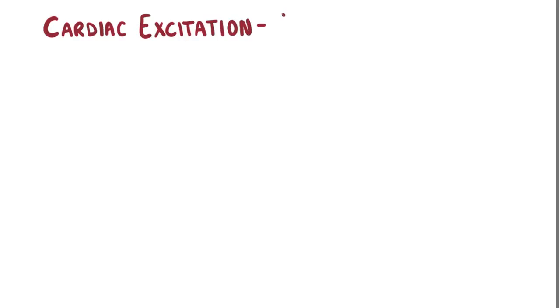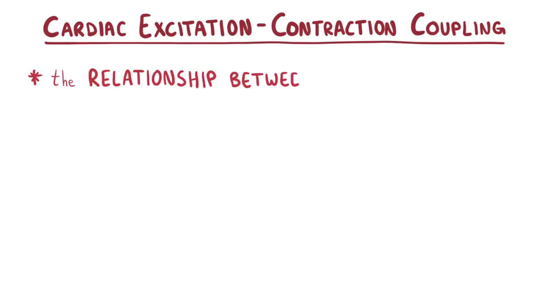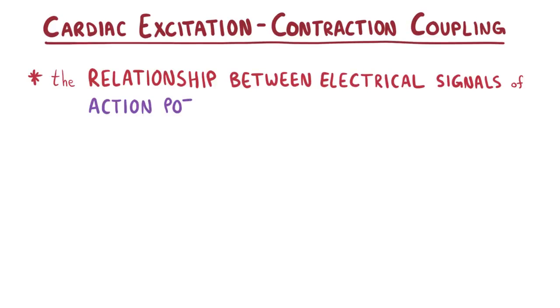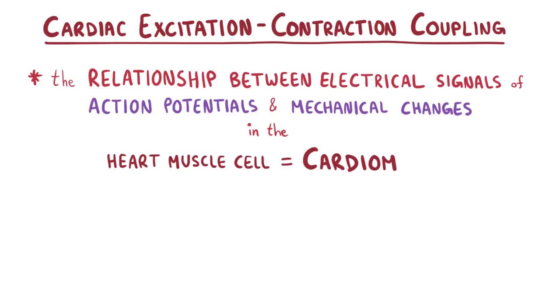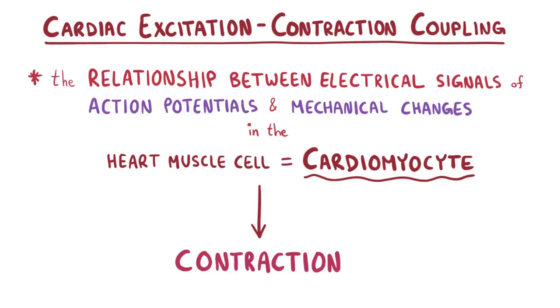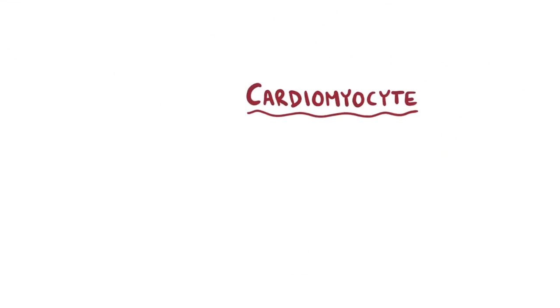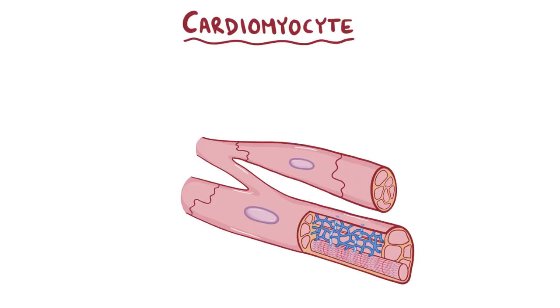Cardiac excitation contraction coupling is the relationship between electrical signals in the form of action potentials and mechanical changes in the heart muscle cells, called cardiomyocytes, that causes them to contract. Let's start off by looking at the structure of a cardiomyocyte.